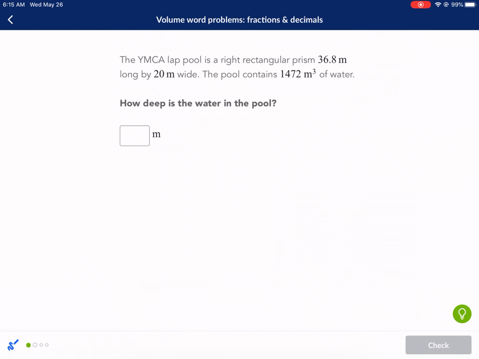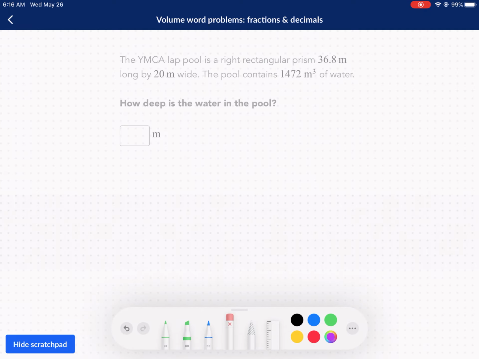All right, next question. The YMCA lap pool is a right rectangular prism, 36.8 meters long by 20 meters wide. The pool contains that much water. How deep is the pool? Cool problem. We're going to use blue because it's a pool. So we know that it's 36.8 meters long and it's 20 meters wide.